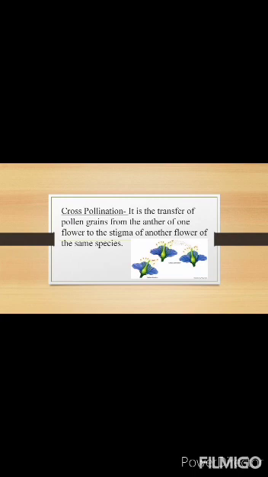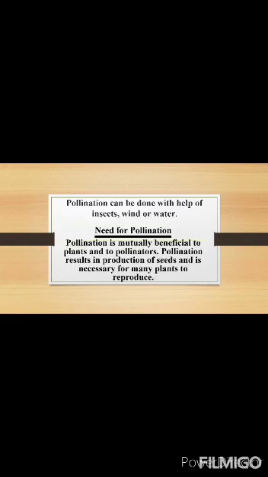Next one, cross-pollination. It is the transfer of pollen grains from the anther of one flower to the stigma of another flower of the same species. Pollination can be done with the help of insects, wind, or water. Need for pollination. Pollination is mutually beneficial to plants and to pollinators. Pollination results in production of seeds and is necessary for many plants to reproduce.